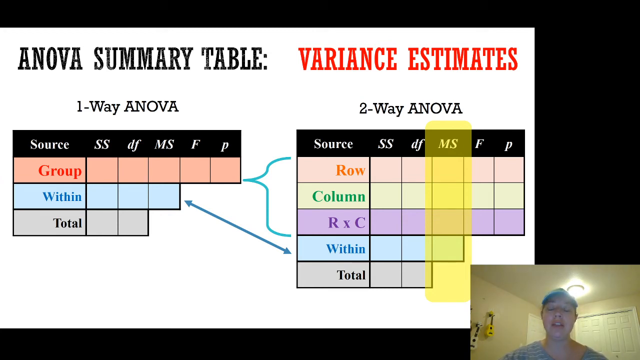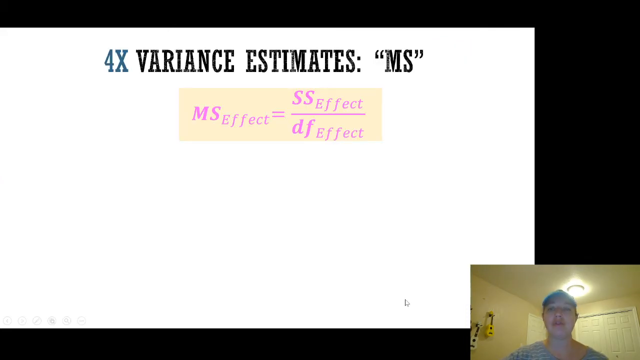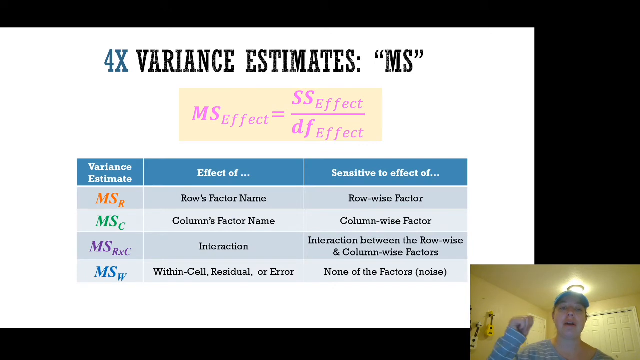Now we're on to mean sum of squares. These are our variance estimates. The formula for all of our mean squares is the same way we had in the one-way ANOVA. We take sum of squares divided by degrees of freedom. But we have more than one of these. We have mean square for row, mean square for column, mean square for the interaction, and our mean square error.